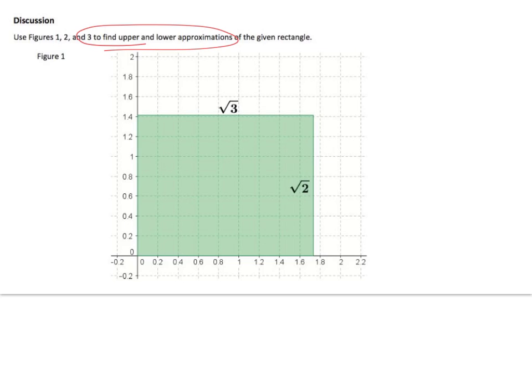Okay, square root of 3 is 1.732. I'll just write a few of those decimal places. Square root of 2, 1.414. We're going to use the decimal approximations to show the difference between areas, the upper limit if we didn't round square root of 3 and square root of 2, and the lower limit if we didn't round it, right?